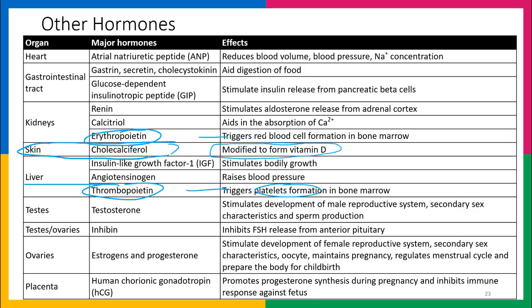We've talked about erythropoietin that helps to trigger red blood cell formation in the bone marrow. We've talked about calcitriol. We've talked about renin over here as well, right? So some of these we've talked about. We've talked about angiotensinogen, for example, but there are others that we have not talked about because I'm going to reserve that for when we talk about the reproductive system, as well as the digestive system and the fluid and electrolyte balance.